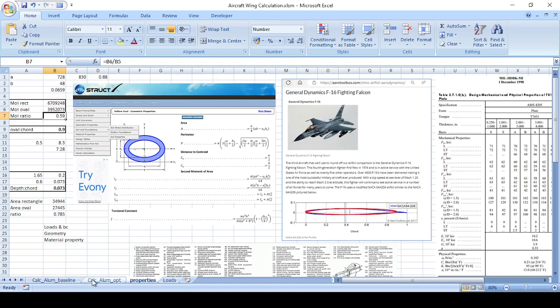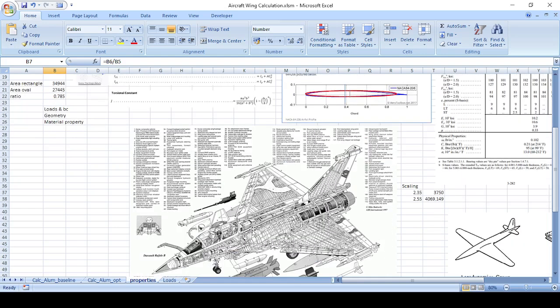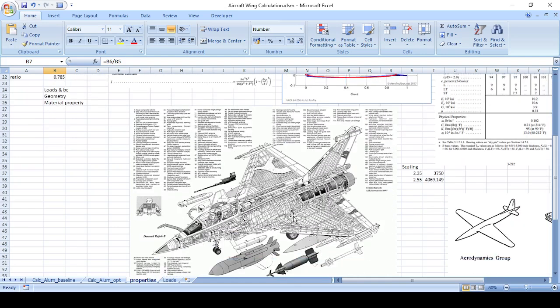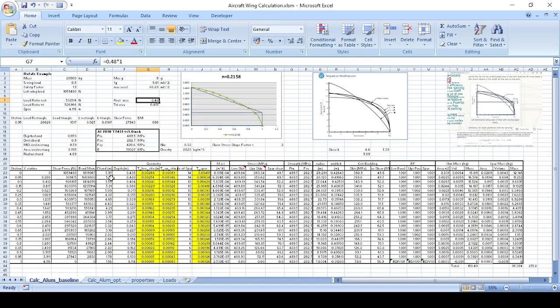Okay, so let's get into the actual calculations here. So I'm going to use the baseline. In this baseline, I've used this layout, so I've got about 14 spars here, and then it drops down to 13, and then 9 and 6 and 5. So you can look at the number of spars: 14, 13, 9, 6, and then 5, and that's based on station 0, which is at the wing root, to 1, which is at the wing tip.